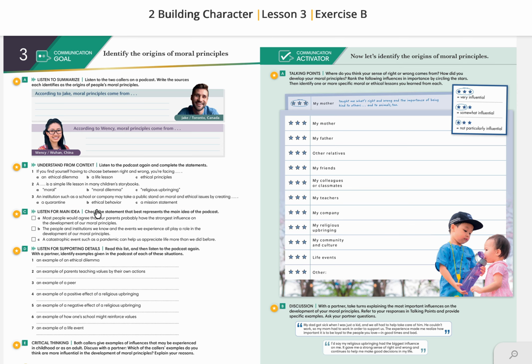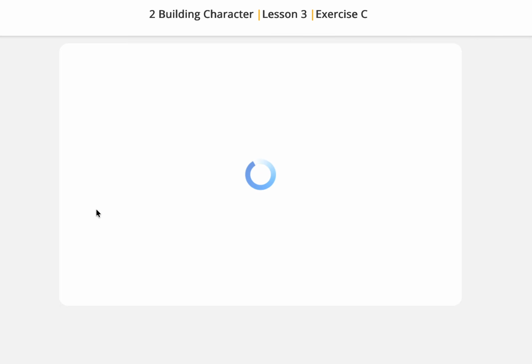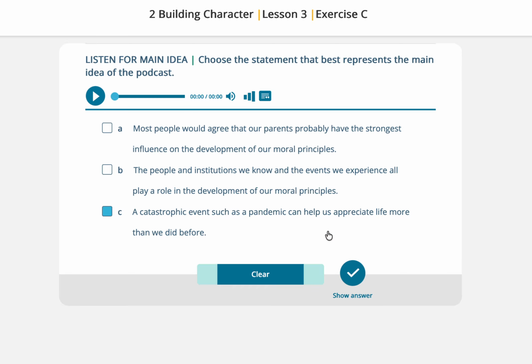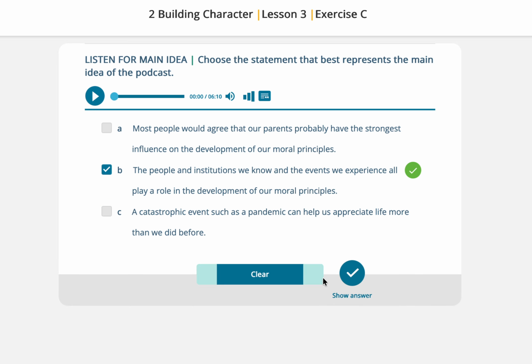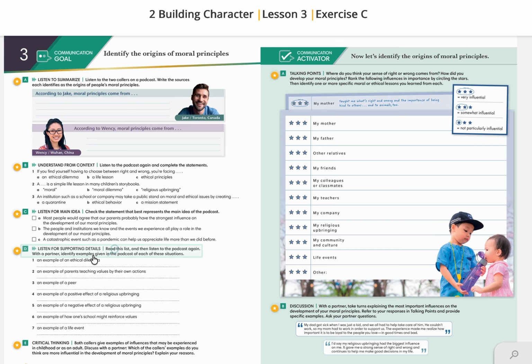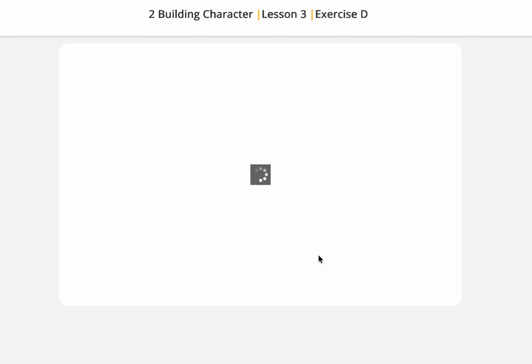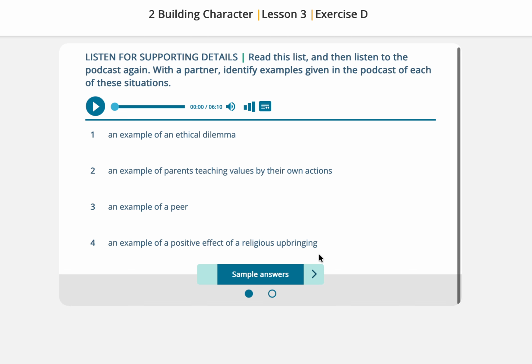Listening for the main idea. According to what you heard, what is the main idea of the text? The people and institutions we know and the events we experience all play a role in the development of our moral principles. Good. Listen for supporting details. Finally, this was a complete listening activity. You have to read this and then listen to the podcast again. You can read this, listen to this because I uploaded this.